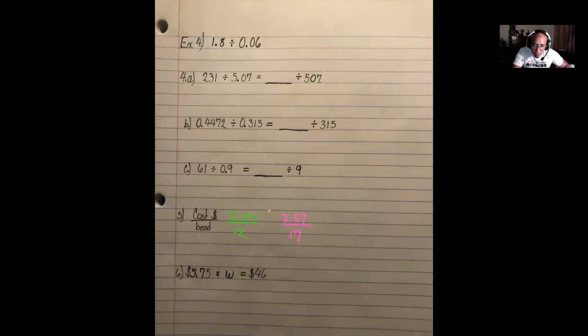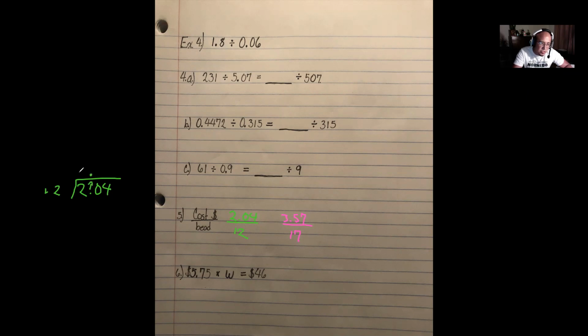So if you notice, when I read it like this, it's a division problem. $2.04 divided by 12, $3.57 divided by 17. So let's work each of these out. I'm going to do it here on the side. $2.04 divided by 12. Remember, I'm going to move this decimal up already.